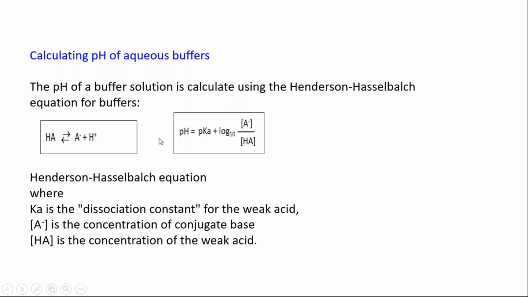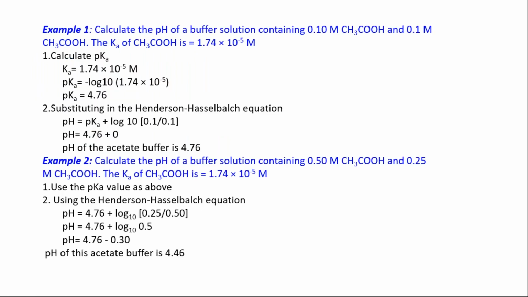So using the Henderson-Hasselbalch equation, we can calculate the pH of buffers. So here are examples that we need to work out. Calculate the pH of a buffer solution containing 0.1 molar acetic acid and 0.1 molar, it should be sodium acetate. The Ka of acetic acid is 1.74 × 10^-5.